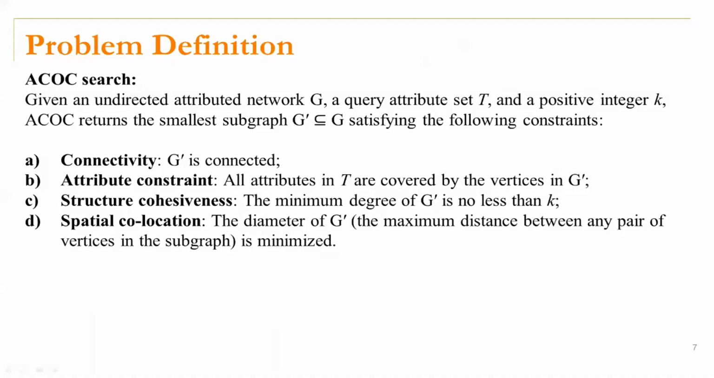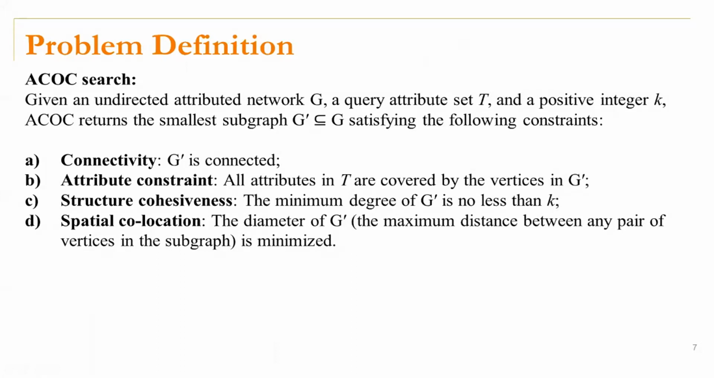Our SLC search problem is formally defined like this. Given an undirected attributed network G, a query attribute set T, and a positive integer K, SLC returns the smallest subgraph G prime, satisfying the following constraints. A, connectivity. G prime is connected. B, attribute constraint. All attributes in T are covered by the vertices in G prime.